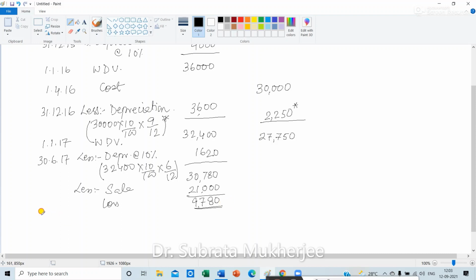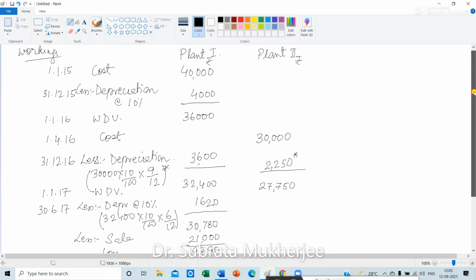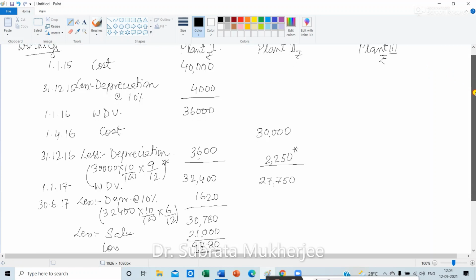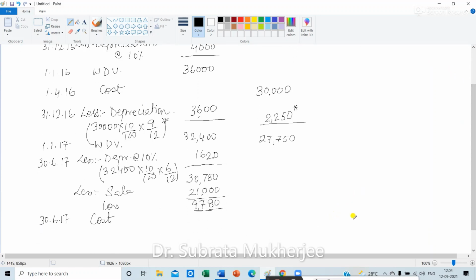9,780. On the same day, that is on 30th June 2017, you purchased another plant, plant 3. This working is very important whenever you are solving a problem on depreciation. So here I write the cost of plant 3 as 20,000. There was no more transaction during 2017. So on 31st December 2017, I charge depreciation on the remaining plants at the rate of 10%.